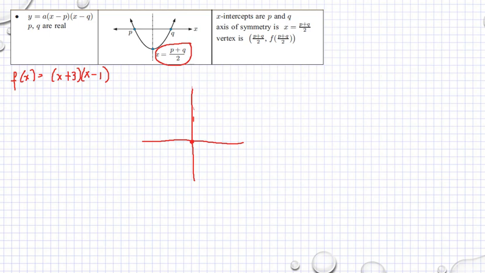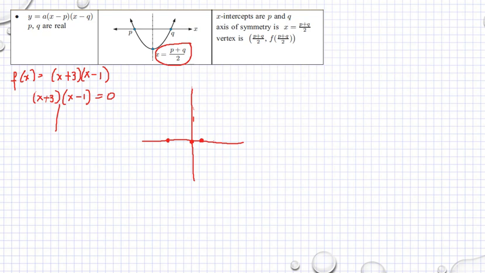If I'm going to sketch that, then I have negative 3. Why? Because if I put x plus 3 and x minus 1 equal to 0, then I have to solve for x. That is negative 3, 1, 2, 3 there, and positive 1 there.